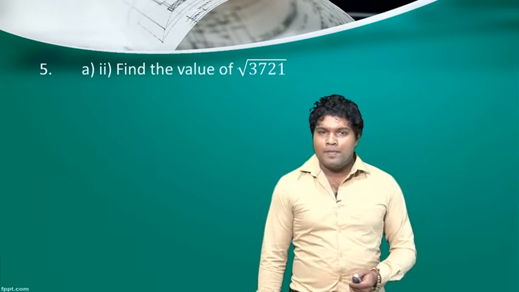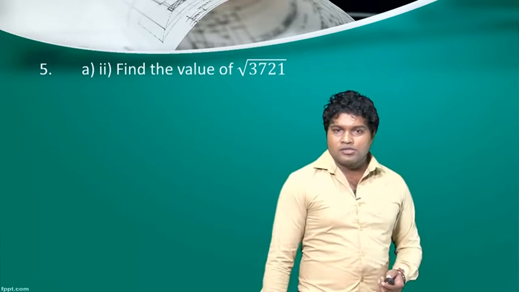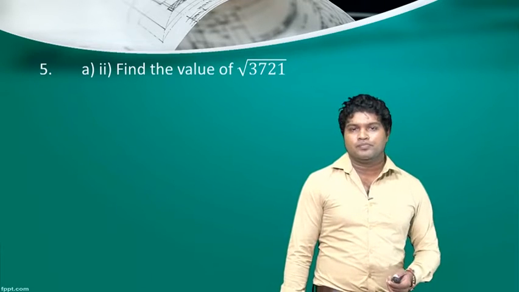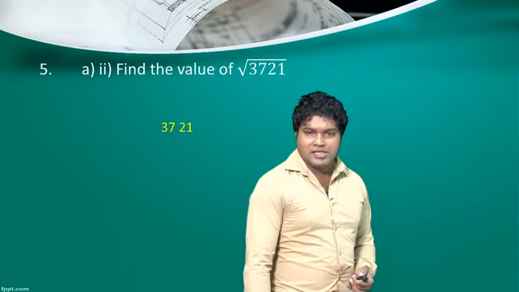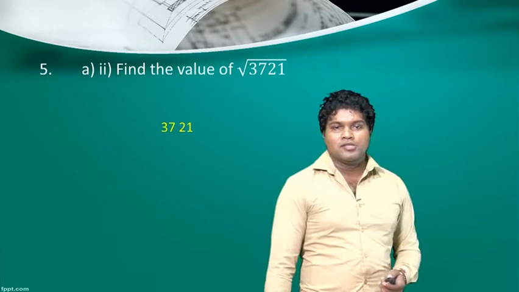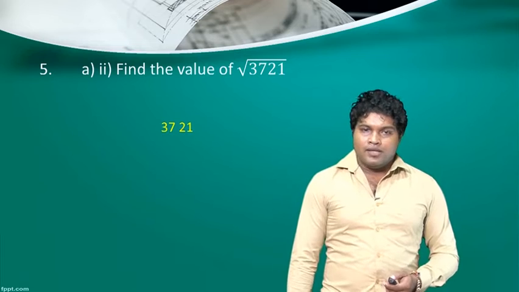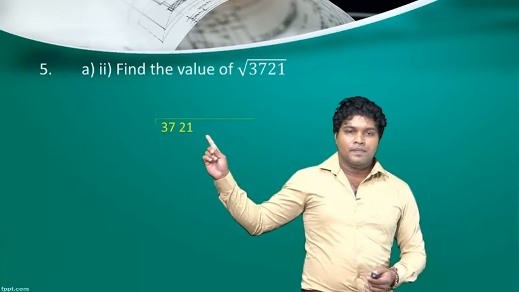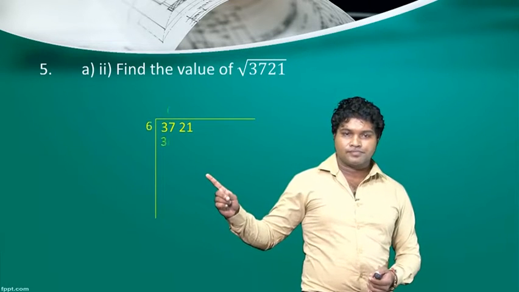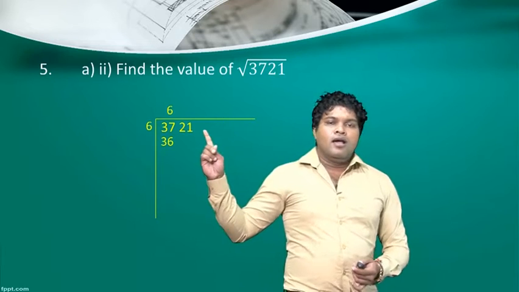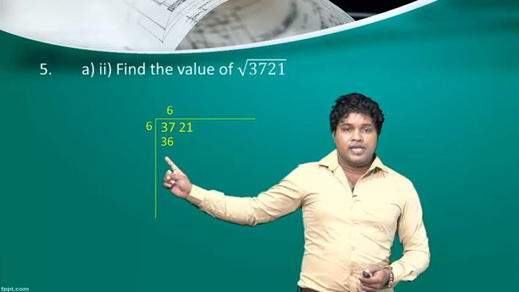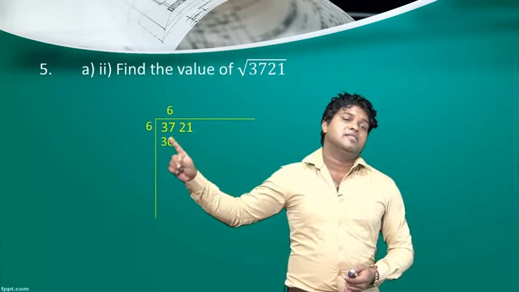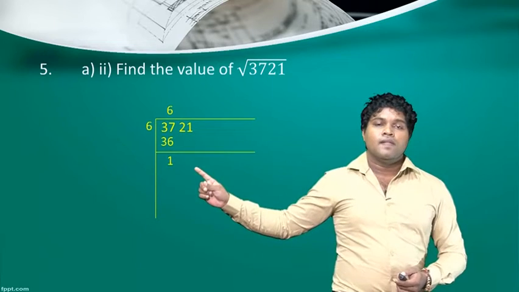Find the value of the square root of 3721. Right, easy question. You know how to follow this one, because first you have to separate the number 3721, 2 by 2. I have separated that number in the division format. Yes, the closest square number to 37 is 36. To get 36, you cannot use 36 at once. You have to write down 6 times 6. 6 times 6 is 36. 1 is remaining.